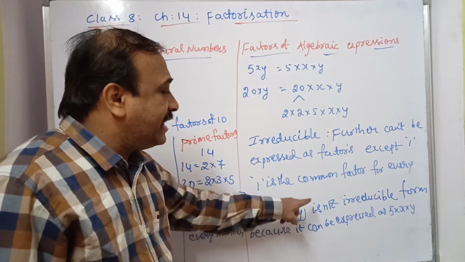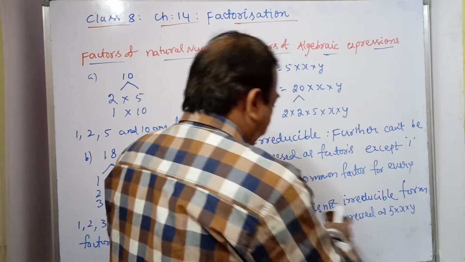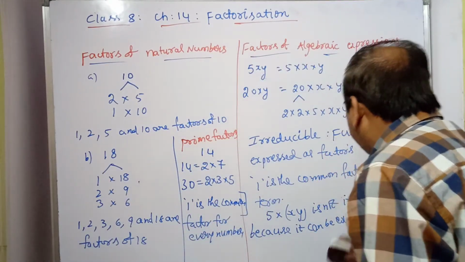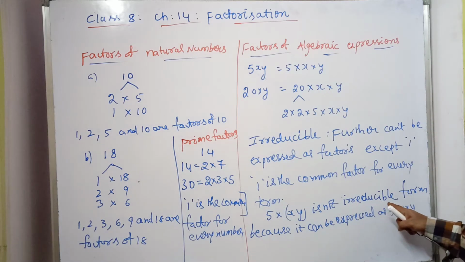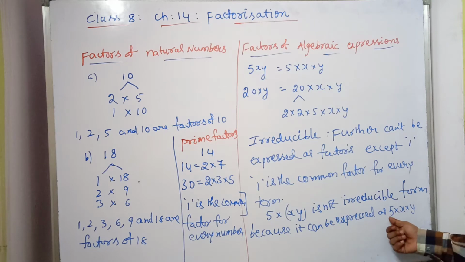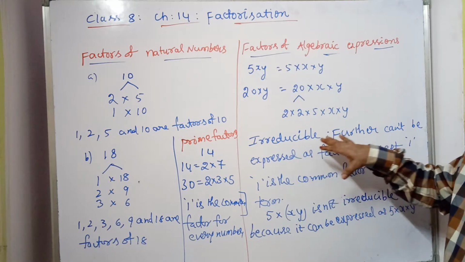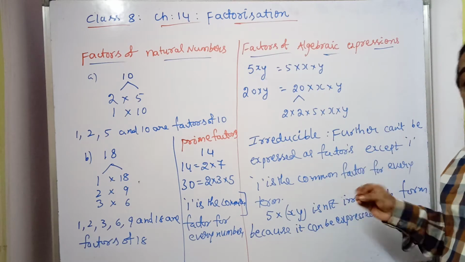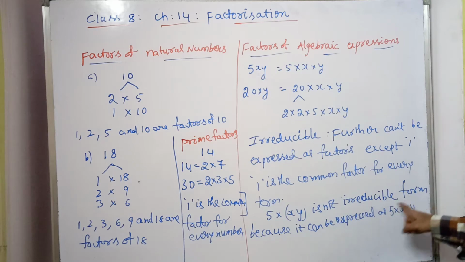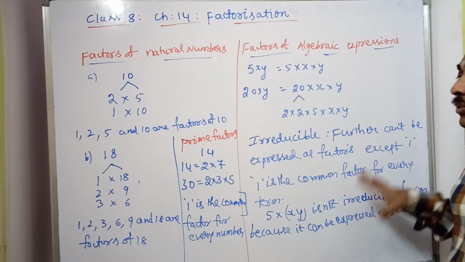5xy is not irreducible form. It can be reducible. It can be expressed as 5 into x into y. When do we say irreducible? Further and further, when we are unable to express, that is irreducible form. But this is not irreducible form because it can be reduced as 5 into x into y.